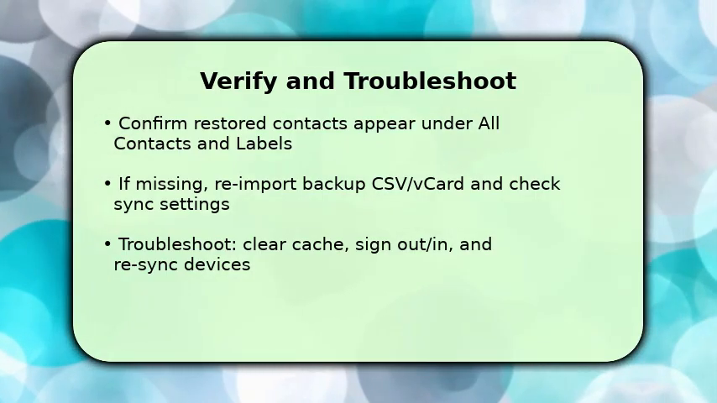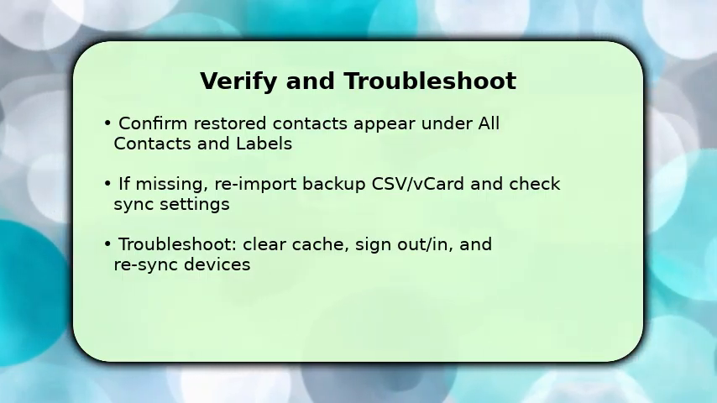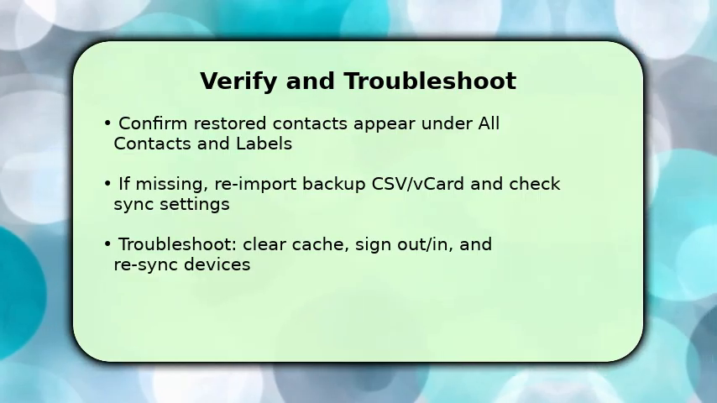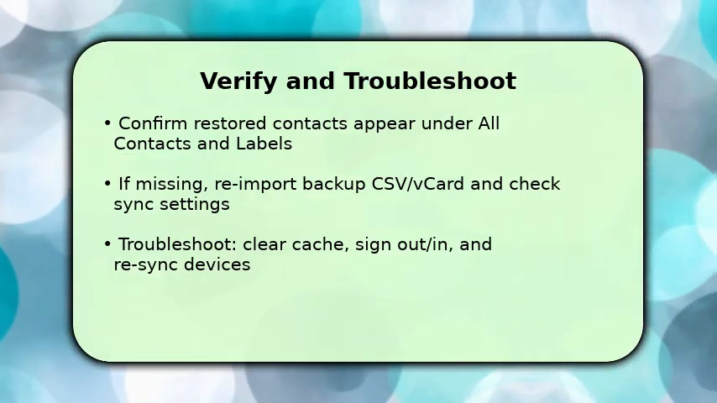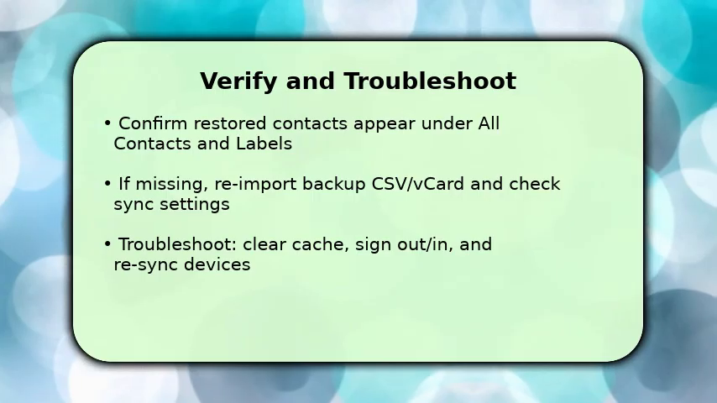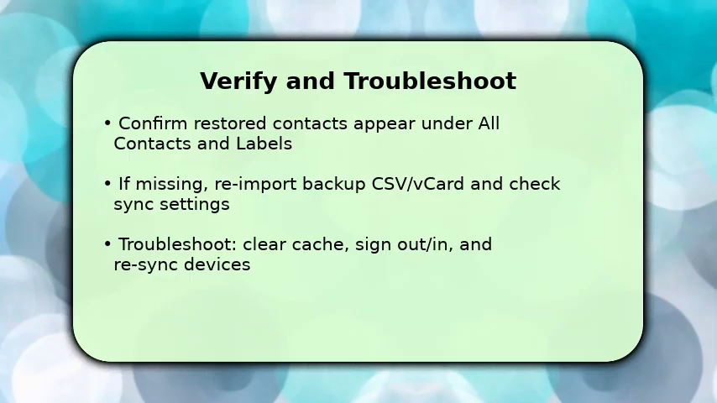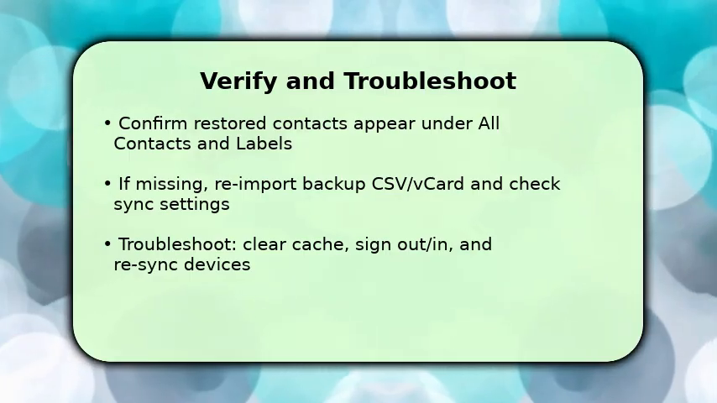If some contacts remain missing, re-import your backup CSV or vCard and then check Gmail and device sync settings so entries propagate. If issues persist, clear browser cache or app data, sign out and sign back in, and force a device sync. This resolves most sync conflicts and completes the restore process.